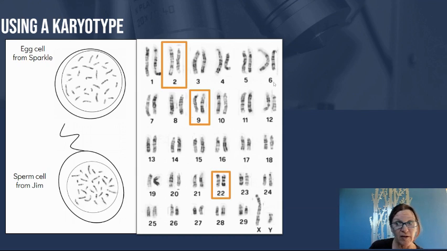I do want you to still find and label the two chromosomes in pair number 6, but you're also going to do the same thing with the number 2 pair, the number 9 pair, and the number 22 pair. And I just want you to think about what kinds of patterns you are noticing as you find those different chromosomes in the egg and sperm cell.